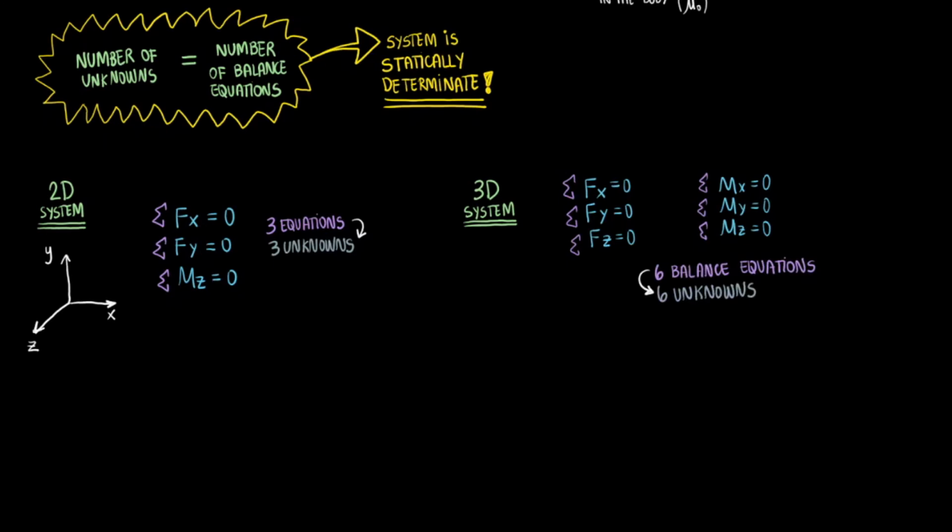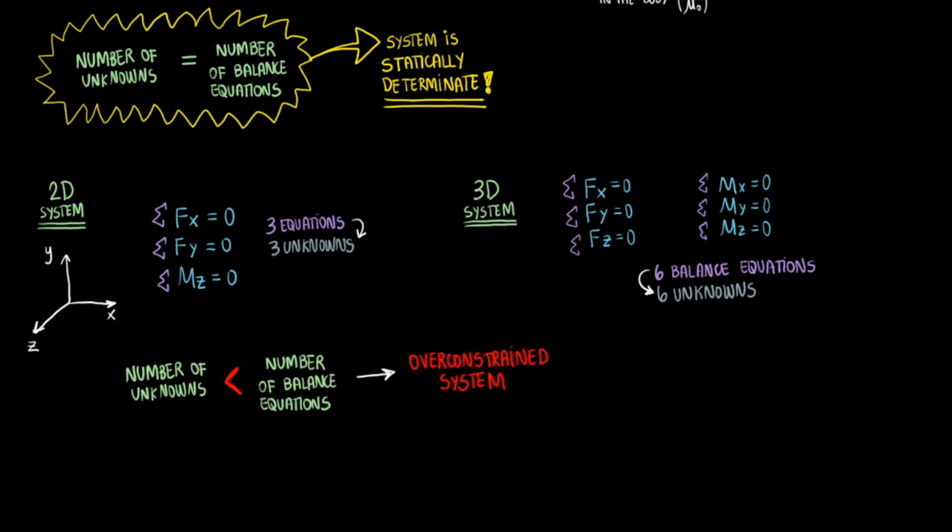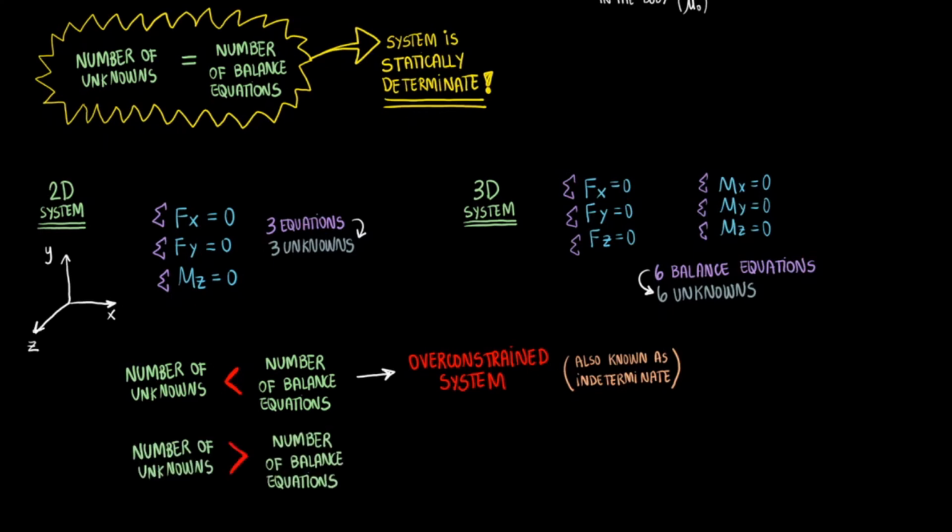When we have too many equations and too few unknowns to solve for, our system is overconstrained. We tend to then call this system indeterminate because it is redundant and solutions are not unique if they exist. When our system has too many unknowns and too few equations, our system is underconstrained. In these cases, we tend to call these systems unstable. I'm going to attach a source that explains this in a lot of detail if you want to learn more.